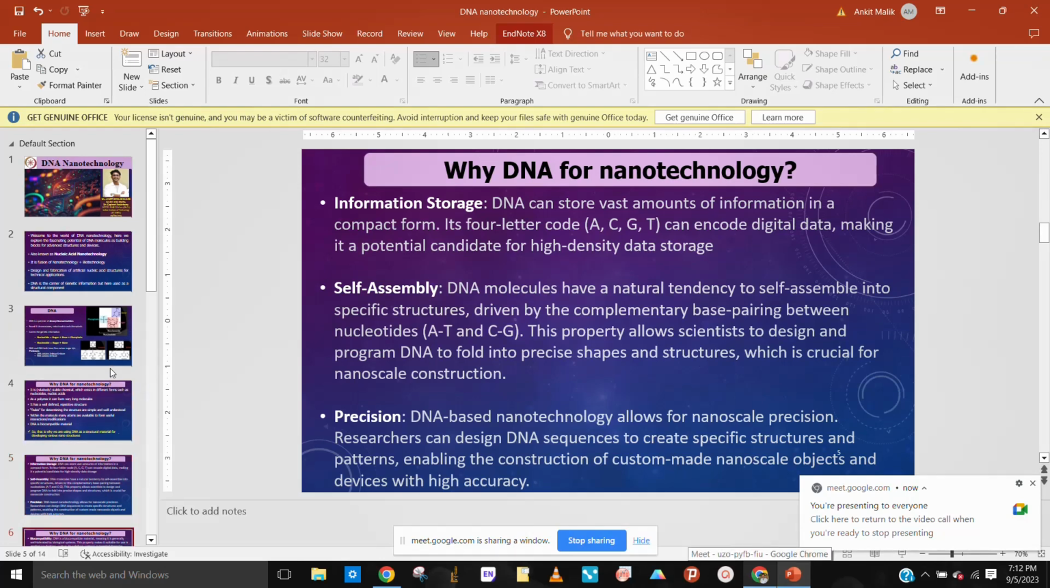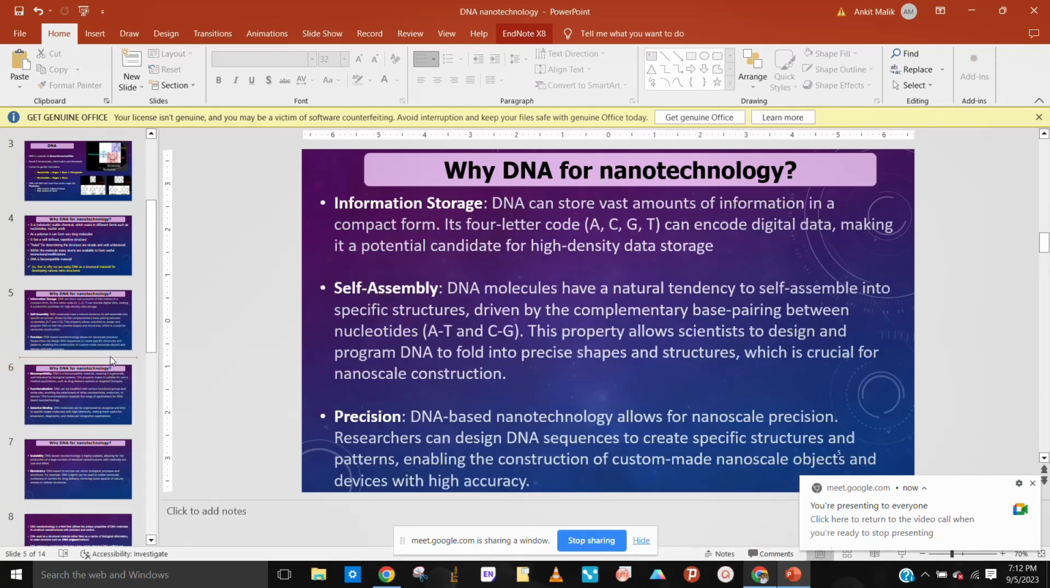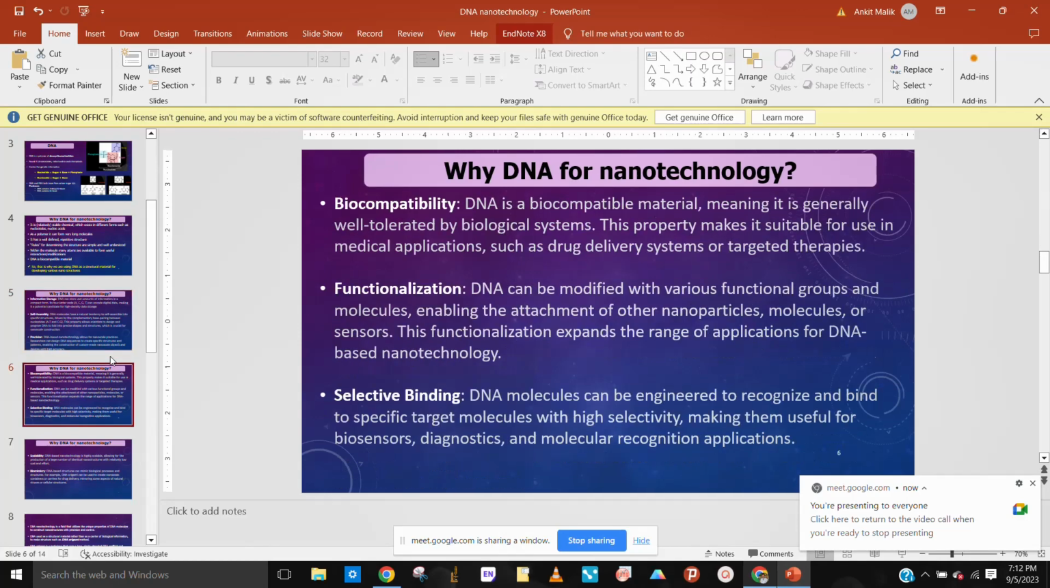Moving ahead, biocompatibility is also one of the most relevant factors for using DNA in nanotechnology. DNA is a biocompatible material, meaning it is generally well tolerated by biological systems. This property makes it suitable for medical applications such as drug delivery systems or targeted therapies. In targeted therapies, it will go and attach only to the targeted site. That's why it is widely used in nanotechnology.